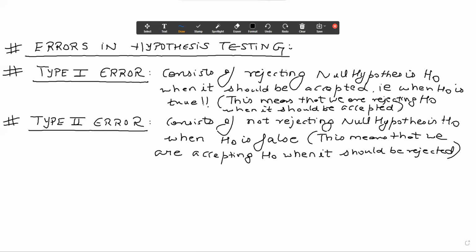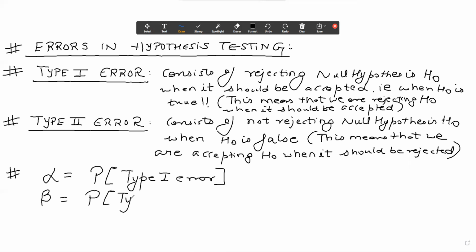Okay, so now I am showing you two very important terms. Alpha is called the probability of type 1 error. So I can say alpha is the probability of rejecting the null hypothesis when ideally it should be accepted. And beta is the probability of type 2 error. That means beta is the probability of accepting the null hypothesis when ideally it should be rejected. So I hope all students have understood alpha and beta.